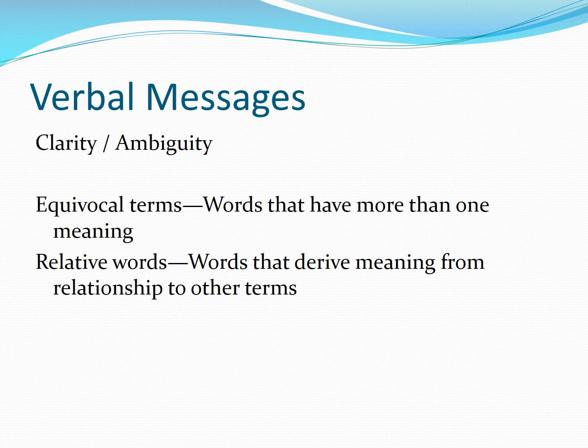Equivocal terms are words that have more than one meaning, and they're often ambiguous. Relative words are words that derive meaning from their relationship to other terms, and they are also ambiguous. So, an equivocal term, I could say something and it could be interpreted in multiple ways. And a relative word would be like if I said, I need you to return my dress soon. Someone borrowed it. I need you to return it soon. Soon derives meaning based on how I interpret it, and it's relative to my understanding of the word soon.